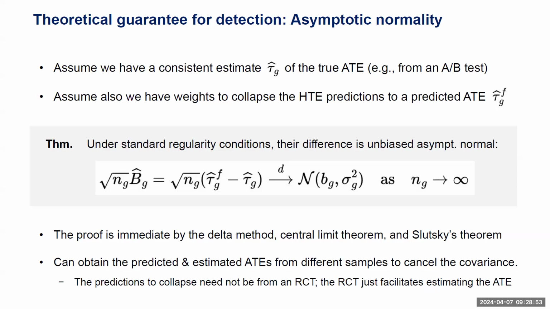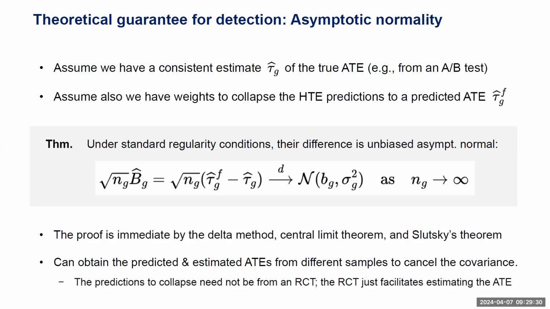Then we show in the paper that under standard assumptions, such as the variance being finite and so on, their difference in the limit converges to this estimate, beta, which is a normal variable centered at the true bias, the unobserved one, with some variance that depends, of course, on your sample size per group. And the proof is actually very simple. If you've done some similar work, you can probably immediately see how it would be done.